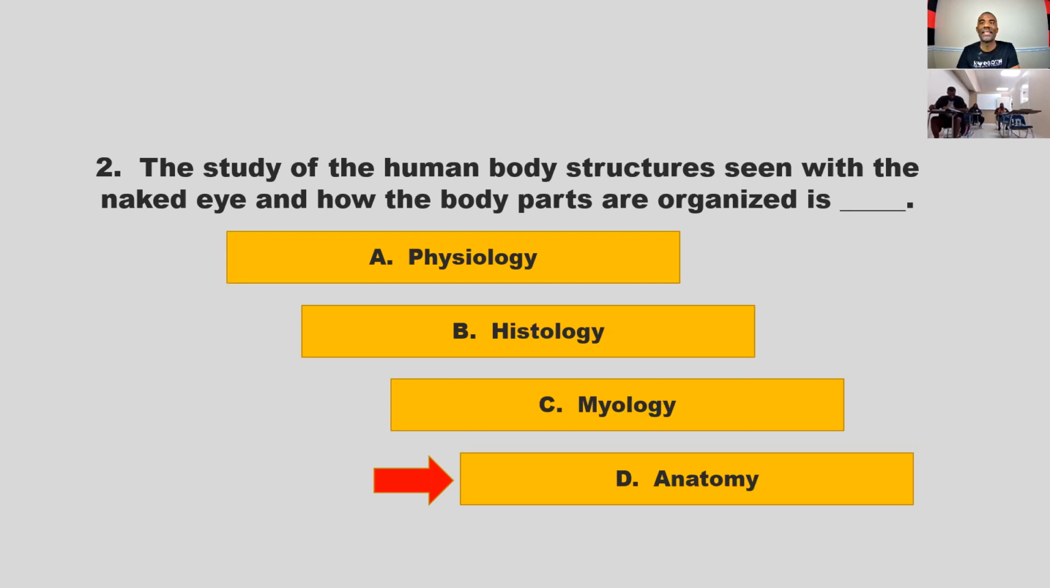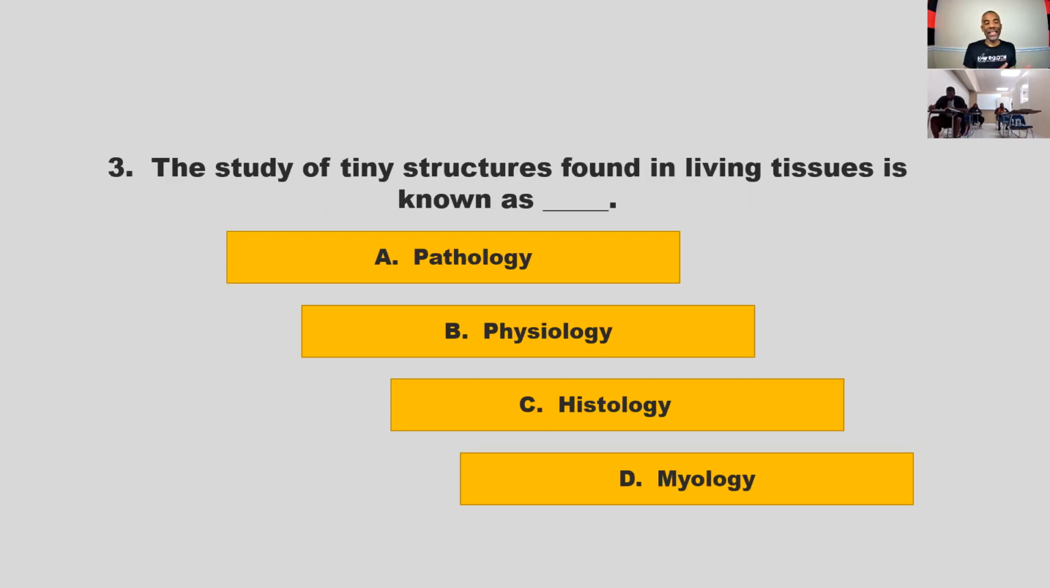That is correct, anatomy. So the study of tiny structures found in living tissues is known as, is it pathology, physiology, histology, or myology? C. Everybody agree with that? You said C. Yes. Okay, that is correct.